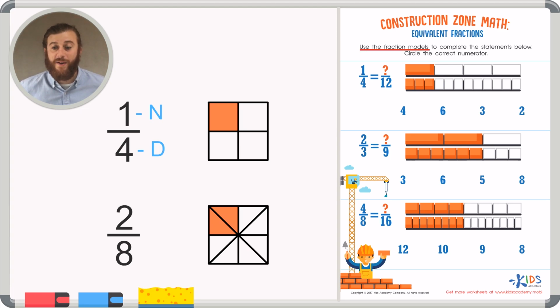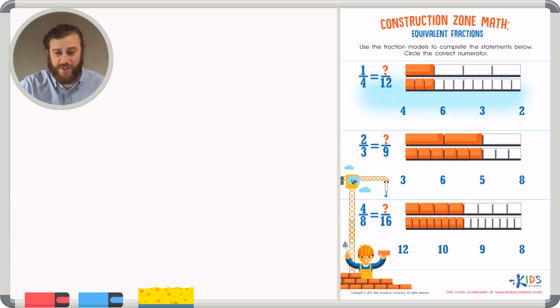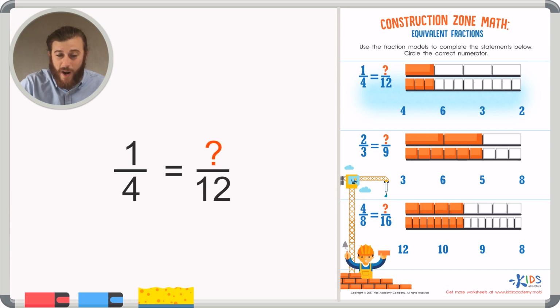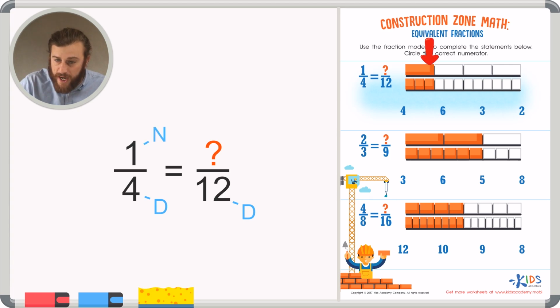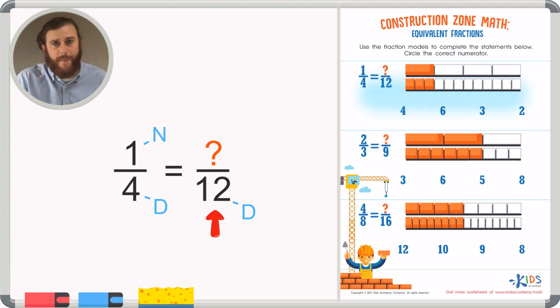Use the fraction model to complete the statements below. Circle the correct numerator. Let's look at our first example. 1/4 and blank 12ths. We know that 12 is the denominator here, as is 4. So that means in the first bar, there are a total of 4 pieces. And because 1 is the numerator, there is 1 piece shaded in. In our second fraction, we know that there's 12 pieces in total because 12 is our denominator.